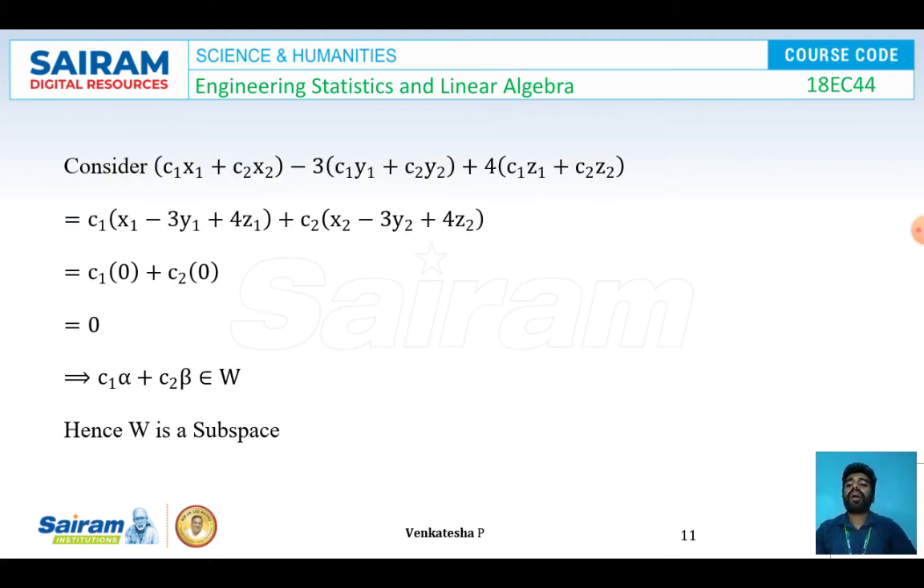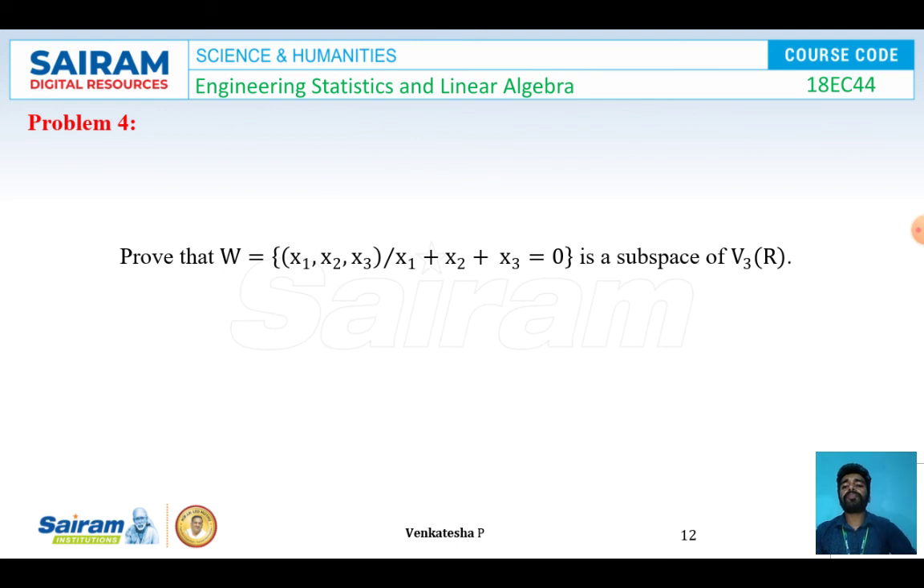So now consider (C1 x1 + C2 x2) − 3 times (C1 y1 + C2 y2) plus 4 times (C1 z1 + C2 z2). Now from this equation I am taking C1 and C2 as common factors and simplifying, I got C1 into (x1 − 3y1 + 4z1) plus C2 into (x2 − 3y2 + 4z2). Since they have given this and this as 0, I'm replacing that here. So I got C1 into 0 plus C2 into 0, so this equation is 0. Hence I can say that C1 alpha plus C2 beta belongs to W. Hence W is a subspace.